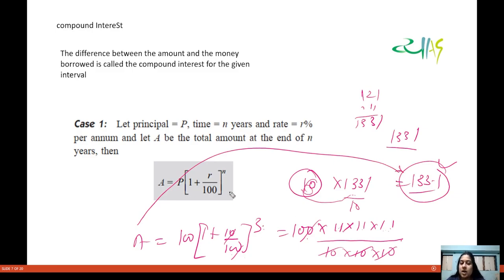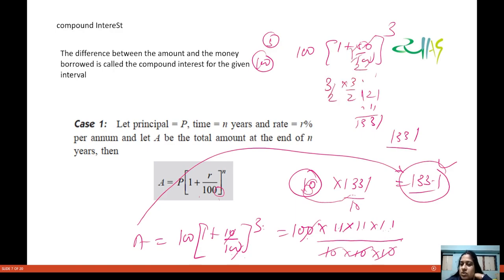By this formula. Because the calculation is very easy, you are able to do it. Unless your calculation is very easy, you can follow this method as well. For example, if the rate of interest is 50% for 3 years and you are given 100 rupees, or any number of rupees, this calculation definitely becomes easy, because 1 plus 50 by 100, to the power 3, becomes 1 plus 1 by 2, which means this will become 3 by 2.